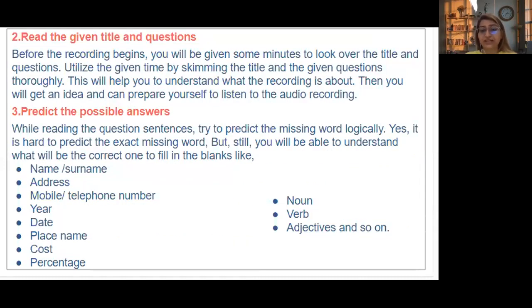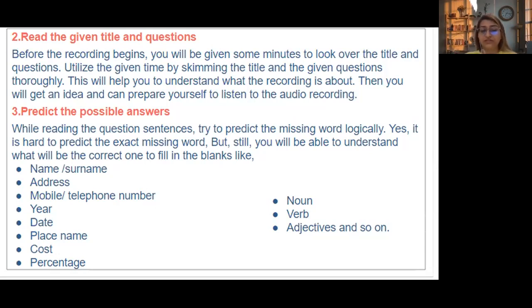Second is read the given title and questions. Before the recording begins, you will be given some minutes to look at your title and questions. Utilize your time in skimming the title and the given questions thoroughly, because it will help you understand what your recording is about. Then you will get an idea also. You can prepare yourself and listen to the audio recording, right?